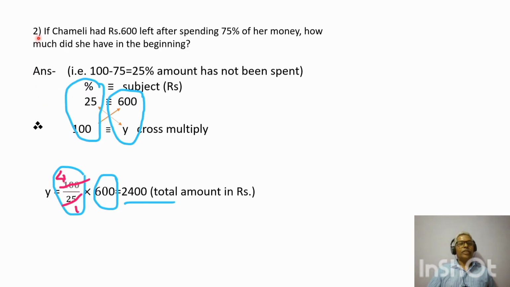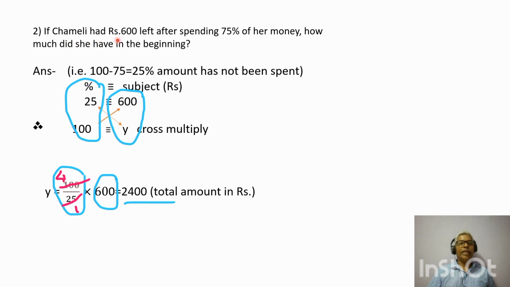Okay, another slide. If Chameli had 600 left after spending 75% of her money, how much did she have in the beginning? Okay, now read this problem very carefully. Generally you need to read the whole problem, understand the problem very carefully, try to understand what data is given and what you have to find out. Okay, then you will not make any mistake.